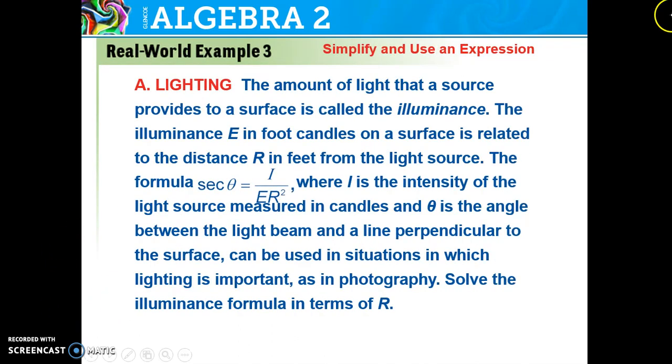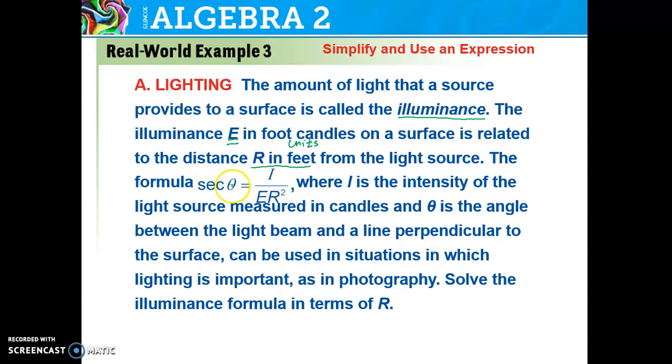All right, last example. This goes back to the equation we saw kind of at the very beginning. It says the amount of light that a source provides to a surface is called the illuminance. The illuminance, which we represent with the variable E, in foot candles, which is just a type of unit, on a surface is related to the distance r in feet from the light source. And this formula relates those things.